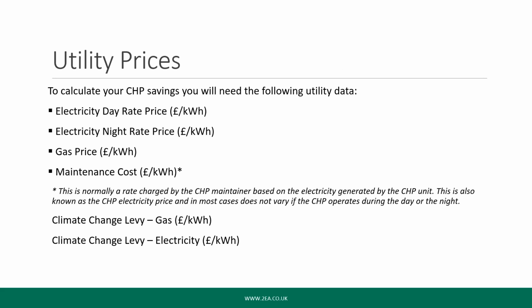The utility prices. So you'll need your electricity day rate, your electricity night rate, the gas price, the maintenance cost, and the rates of climate change levy for gas and electricity. The maintenance cost is normally the rate charged by the CHP maintainer based on the electricity generated by the CHP. This is also known as the CHP electricity price.